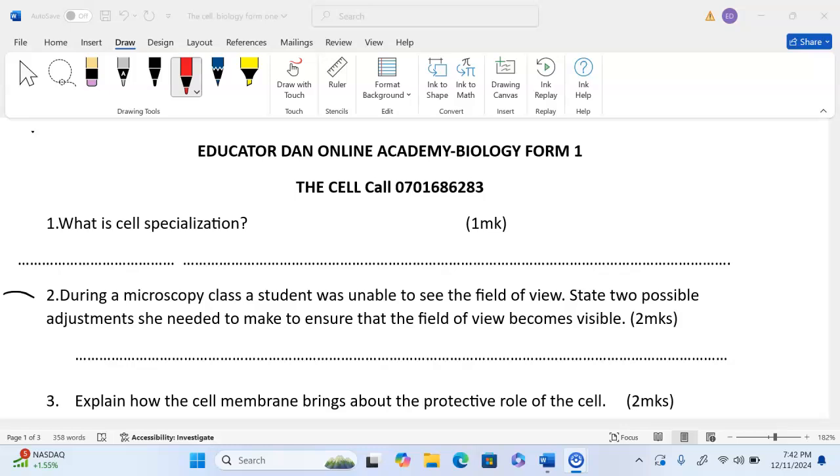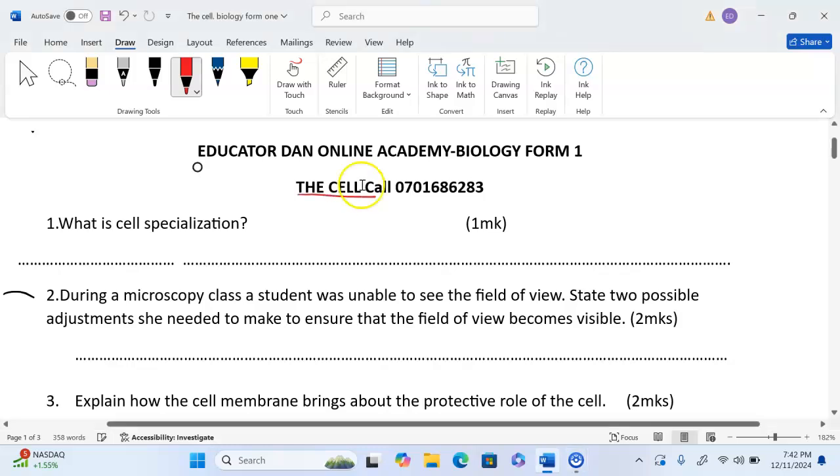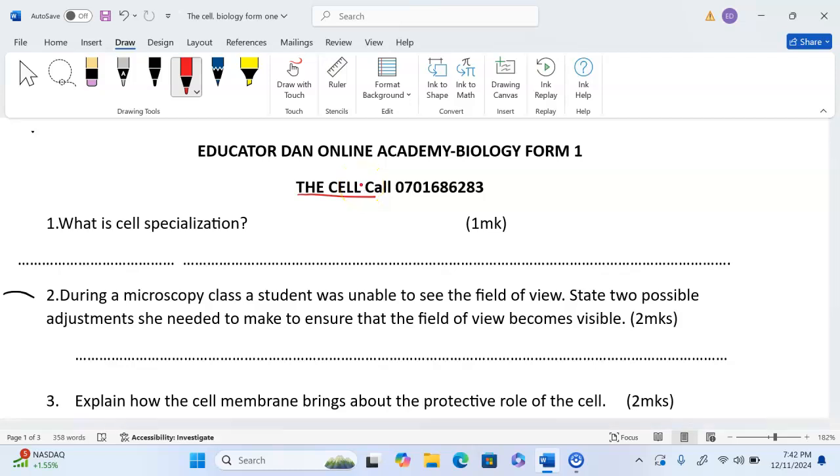We are going straight to our questions. This is Biology Form 1 under the topic the cell. First question, what is cell specialization? Cell specialization refers to structural modification of a cell to perform a specific function.